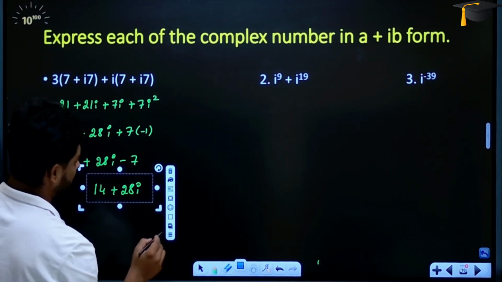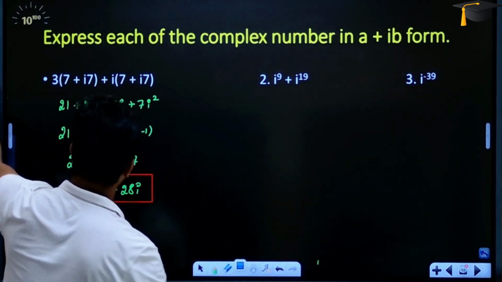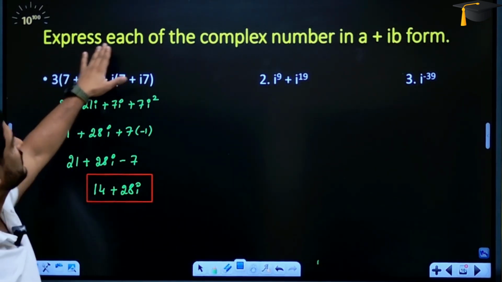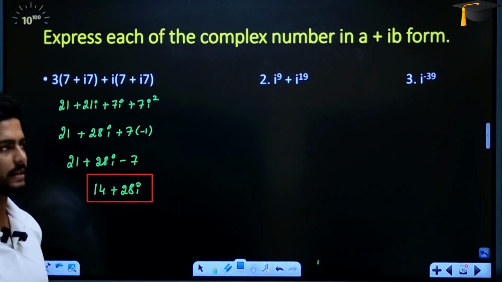So now we are writing everything in the a plus ib format ಮಕ್ಕಳೇ. Okay, so first one ಆಯ್ತು. So express each of the following in the a plus ib format. So we represent it by using a plus ib format ಅಷ್ಟೇ.